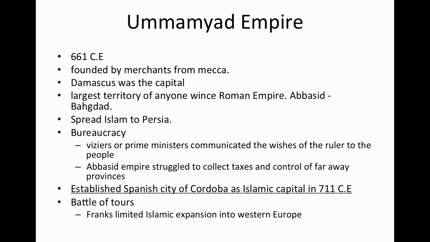The empire, obviously, would collect taxes from those who did not convert, but it was a struggle, especially for the Abbasid Empire, to collect taxes because these dominions or regions were far away from the central government. Under the Umayyad Empire, the city of Cordoba became an Islamic capital in 711. Just evidence of the spread of Islam as far west as Spain. The Battle of Tours, you might see that. That was a battle won by the Franks, and that actually slowed Islamic expansion into Western Europe. So it would be part of an essay about expansion, what motivated expansion, but just remember that it was slowed down by European kingdoms like the Franks.